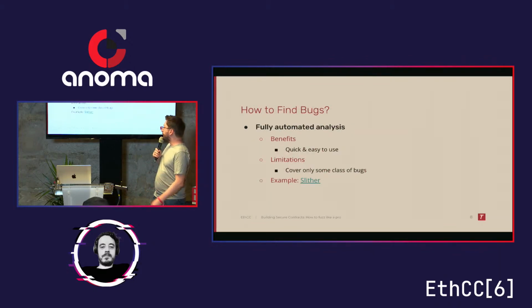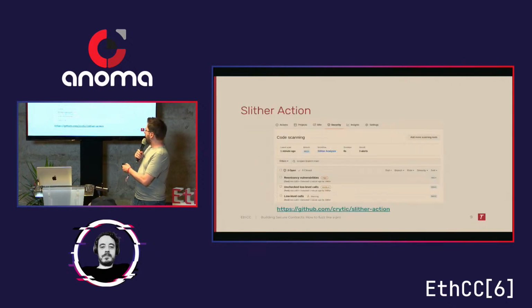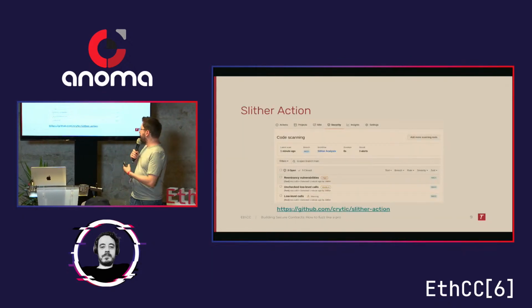By fully automated analysis, I mean tools that you can just run on your code base. They give you some results, and you have nothing else to do outside of triaging the results. One example of that is Slither. It's a static analyzer that is going to look for common patterns and common vulnerabilities in your code base. Here is an example of the Slither action. It's a GitHub action that you can connect to your GitHub, and it's going to run Slither on every pull request. It's free, it's open source, and Slither has demonstrated its capability to find vulnerabilities over time. So I would highly recommend, if you're not using it, to integrate this in your CI pipeline.